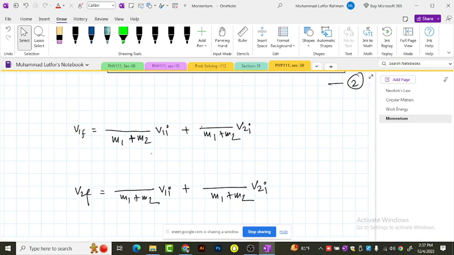Then the difference would be here. It should be m1 minus m2, then 2m2. For the other, it should be 2m1, and m2 minus m1. So this would be the solution of these two equations. All right.